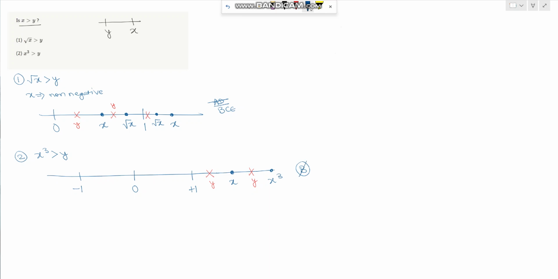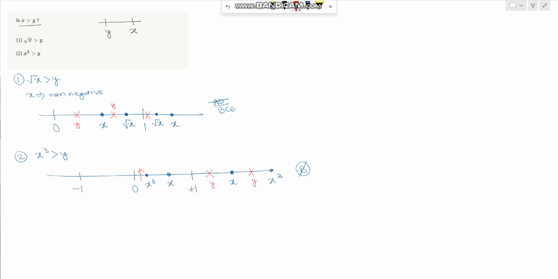Again, just for the sake of discussion, I'll also look at this particular region, because I know that B is not sufficient, so I have to go and do C and E. So let's quickly look at the other region as well. Now, if x lies between 0 and 1, x cube will be a value which will be lesser than x. So x cube will lie to the left of x. And the statement says that x cube is greater than y, which means y can either be here or y can be a negative value.